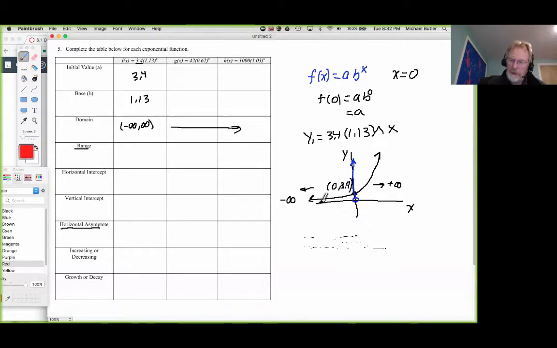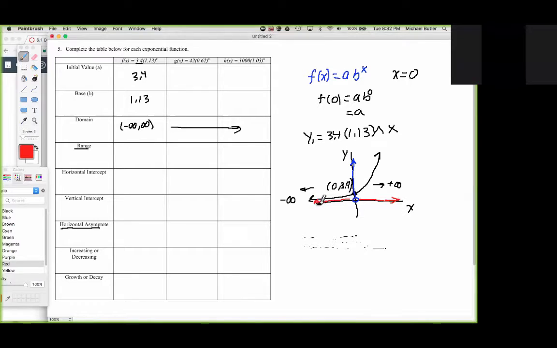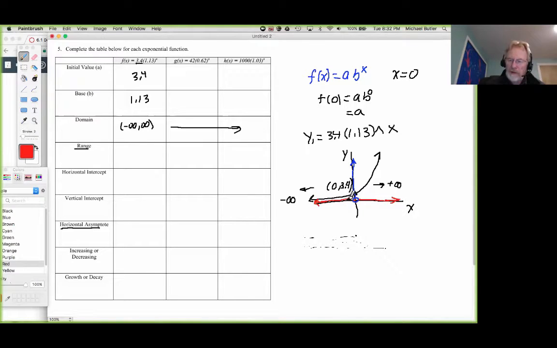Just to be complete, I'm going to put the domain in here under this red line. The red line is all the possible x values that I can do, which is negative infinity to positive infinity, including where we go through the origin. And then the blue line is going to be my range. Notice that my range here goes from 0 to positive infinity.